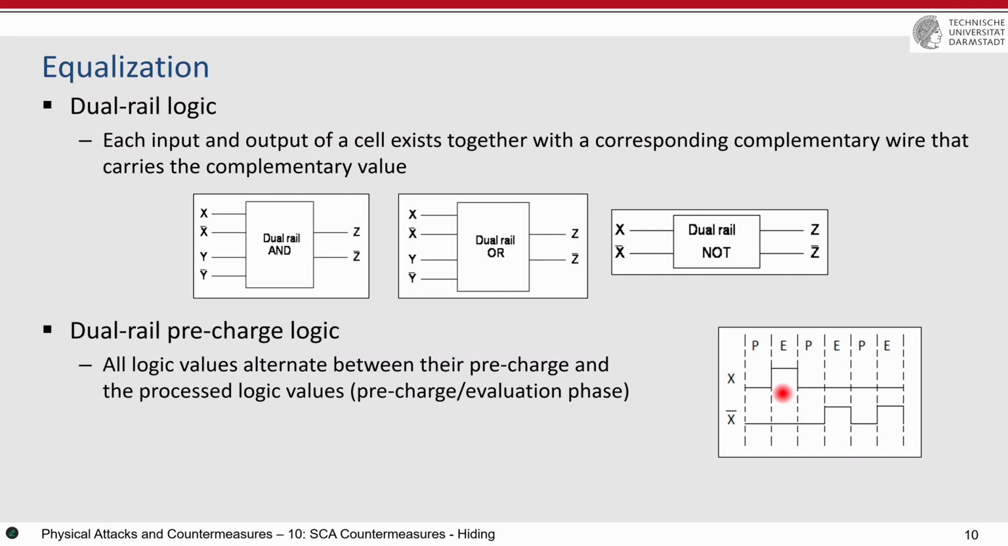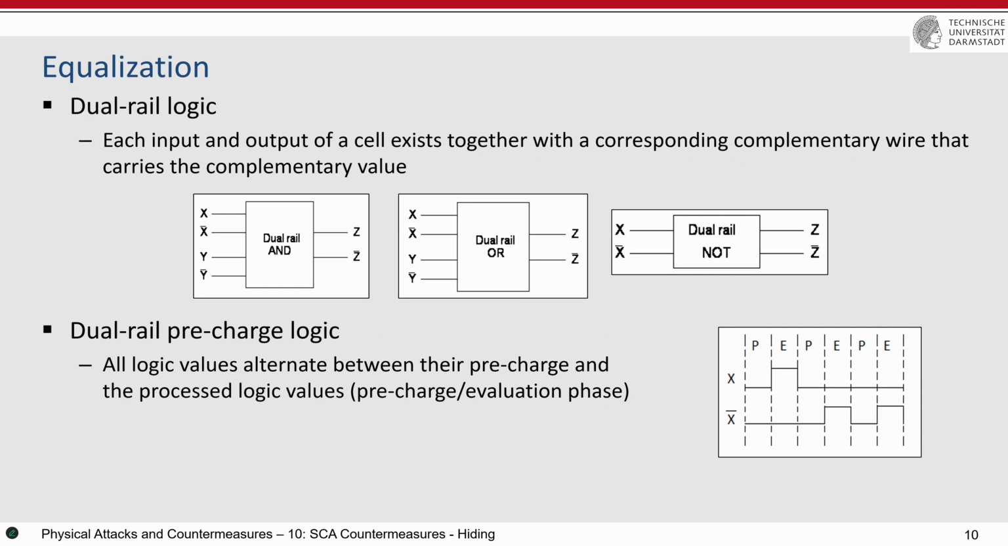Evaluation phase, only one of them is 1. Here, X is 1 and X bar is the complementary of X. The next phase is again precharge, both of them are 0. And then evaluation phase, you see X bar is 1 and X stays 0. Again, precharge phase, both of them 0, and the next evaluation phase. It means that there is always one precharge phase between every two evaluation phases.